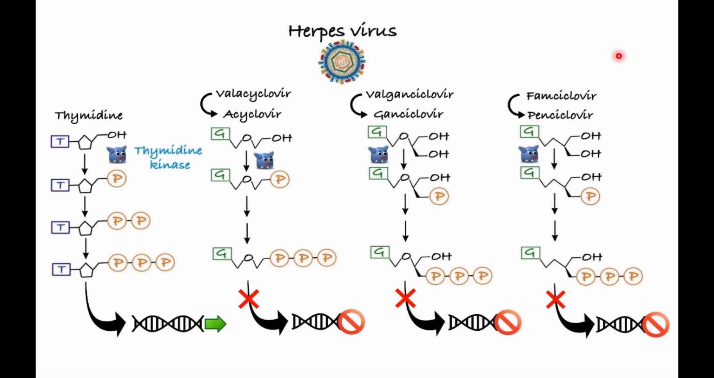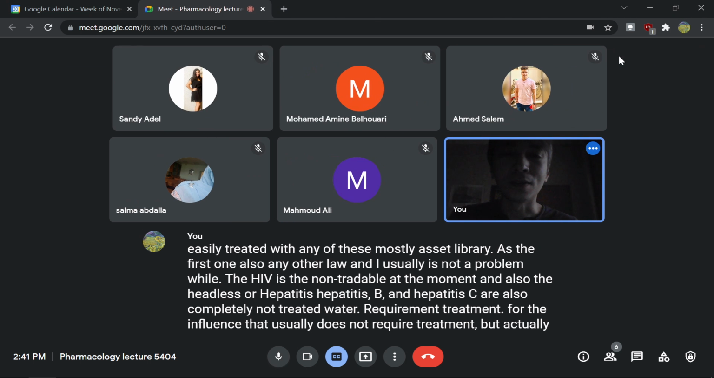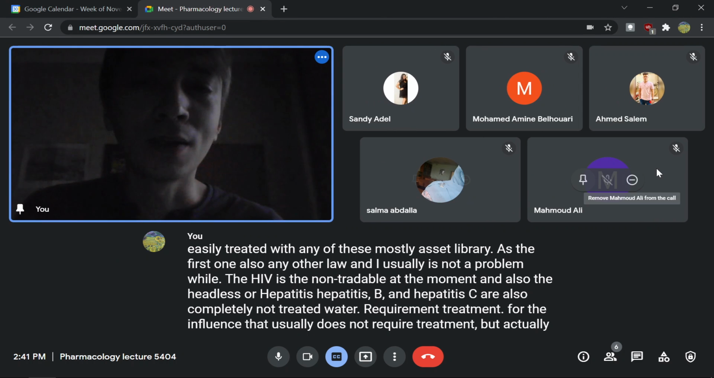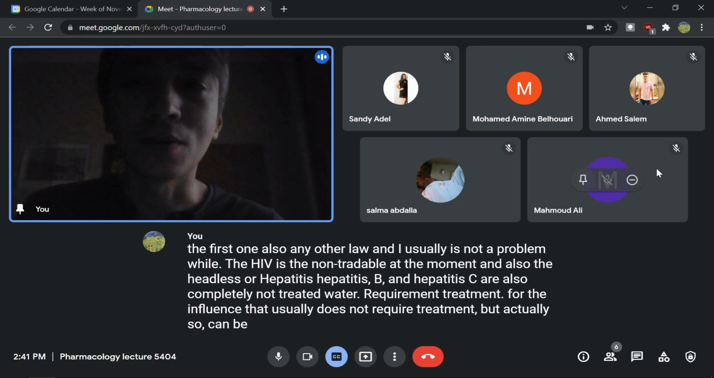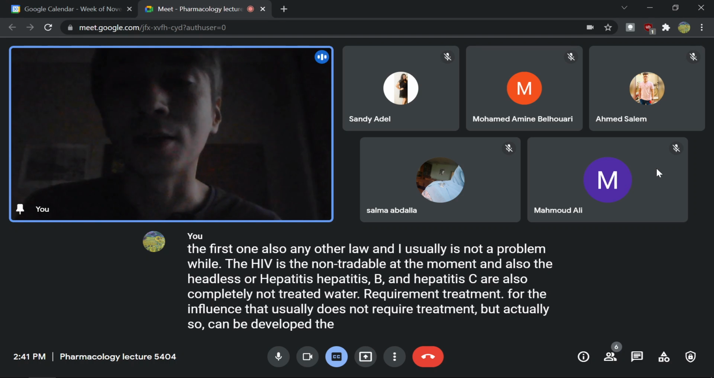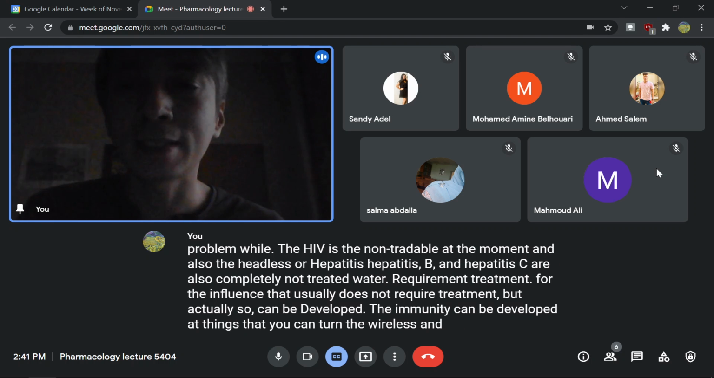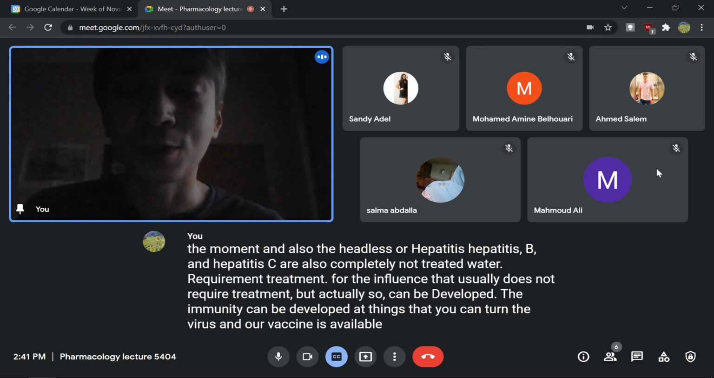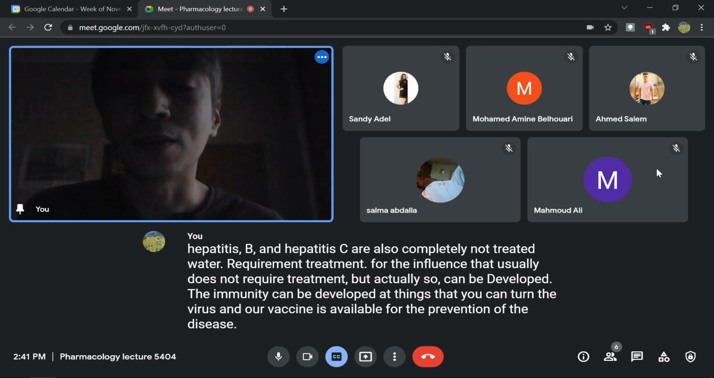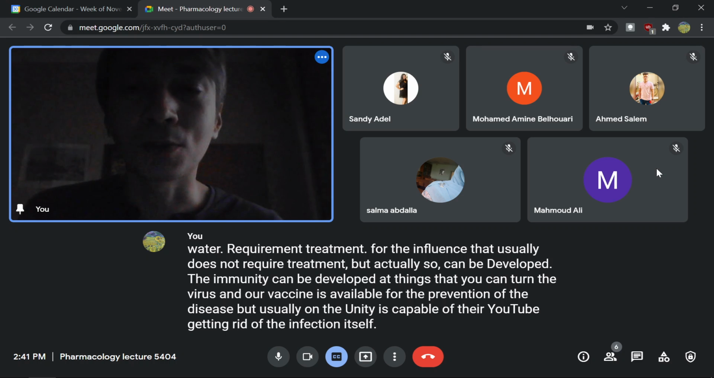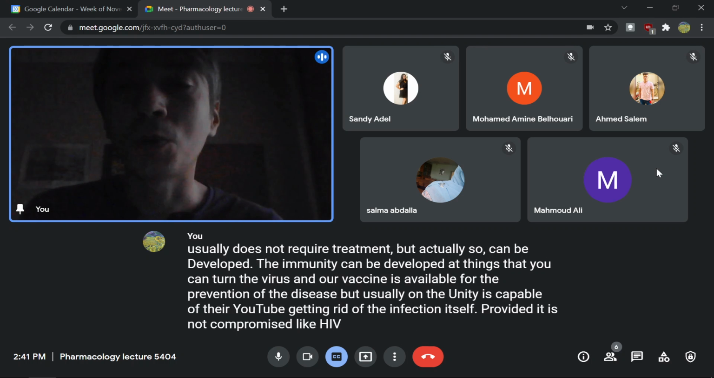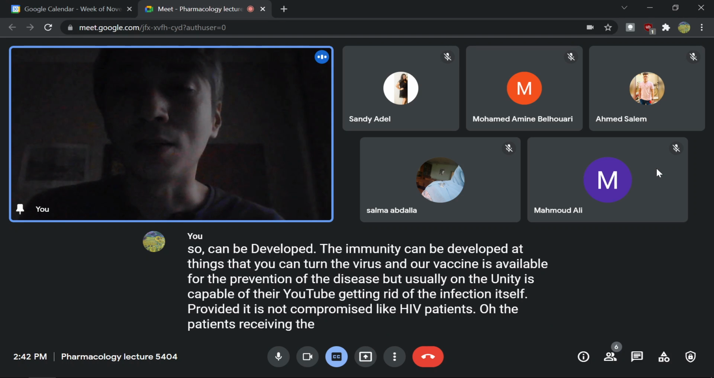For influenza, usually it does not require treatment, but immunity can be developed against the influenza virus, and a vaccine is available for the prevention of the disease, but usually the immunity is capable of getting rid of the infection itself, provided it is not compromised, like in HIV patients or patients receiving immunosuppressive agents.